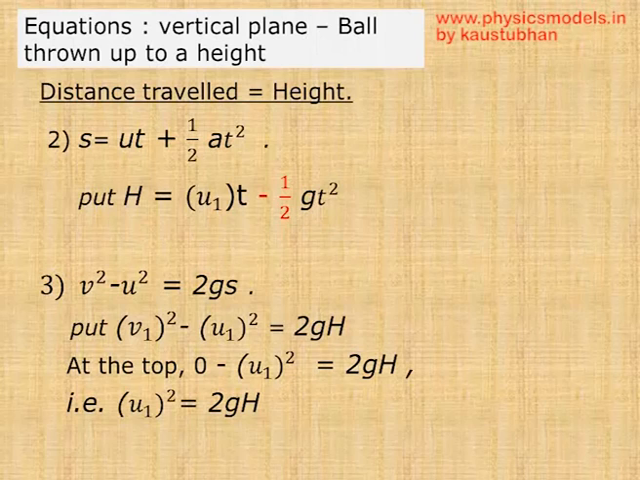And v squared minus u squared equal to 2gs becomes v1 squared minus u1 squared equal to 2gh. That's 0 minus u1 squared equal to 2gh, therefore u1 squared equal to 2gh, or u1 equal to root of 2gh. So therefore it's easy to derive these equations and apply them to various problems rather than trying to remember them.